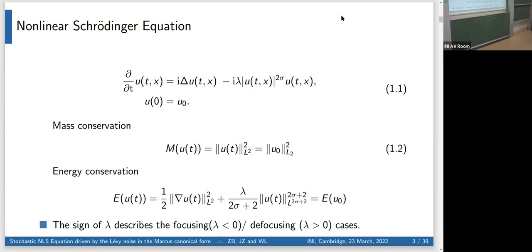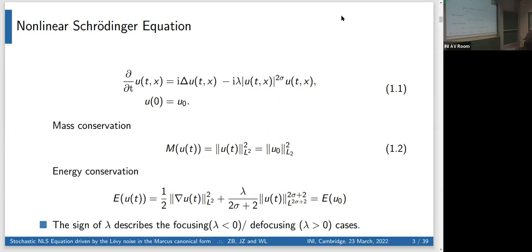So when we look at this equation, the constants are written in such a way that, the constant lambda is a real constant, and as in the linear case, the L2 norm of the solution is conserved, provided the solution is regular enough. But because of the nonlinear structure, there is also energy conservation. The energy consists of one half of the Dirichlet norm, so one half of the gradient of u in L2 squared, plus some part coming from the nonlinearity, a constant lambda divided by 2 sigma plus 2, multiplied by the Lebesgue norm of the solution in the appropriate power.